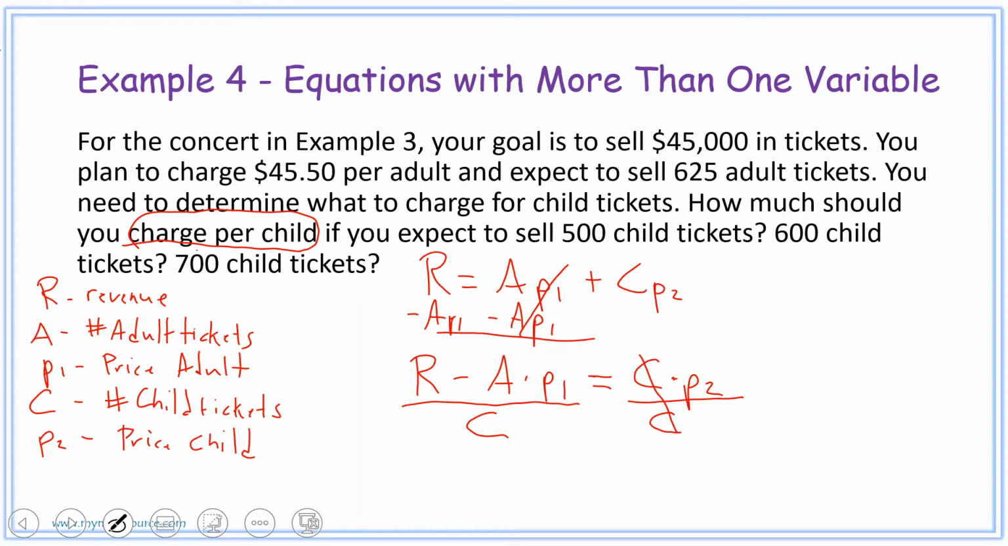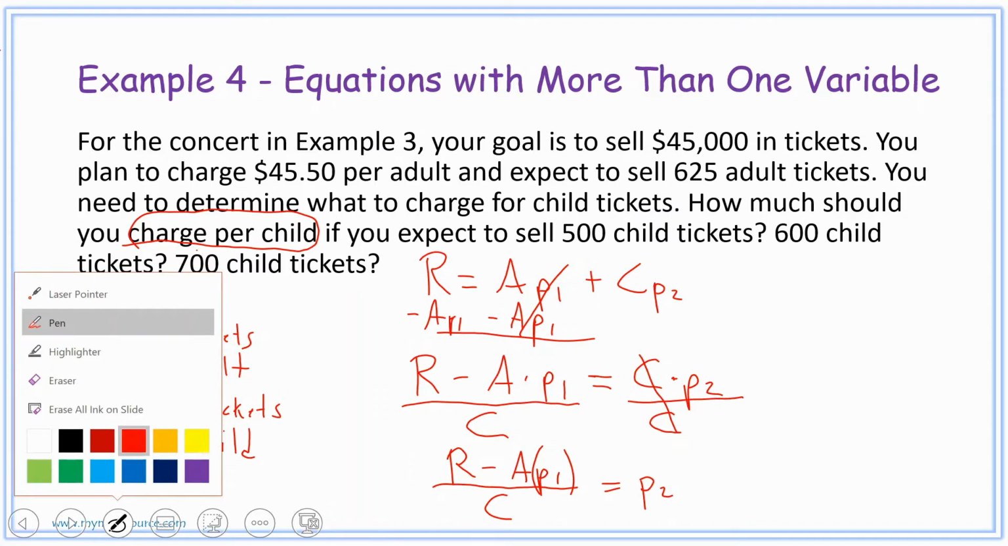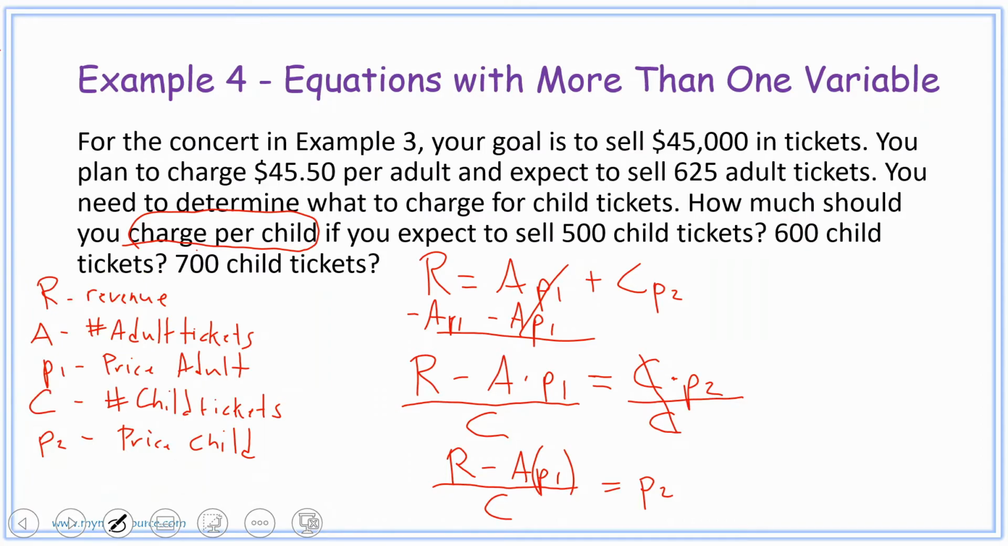So we can rewrite this one more time so we can see it clearly. R subtract A times P1. You can put the dot or parentheses in there if it's a little bit confusing. All divided by C is equal to P sub 2. And remember, you can use whatever variable you want to represent what the price is of the adult ticket. All right, so let's go ahead and work it out for the first one, $500.